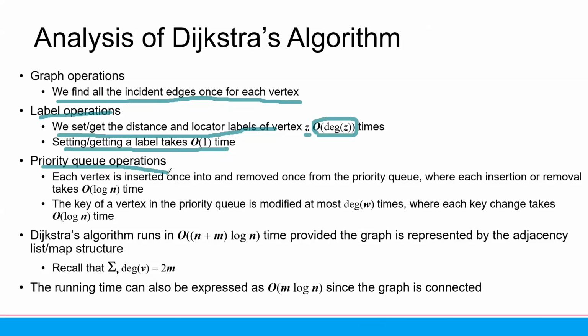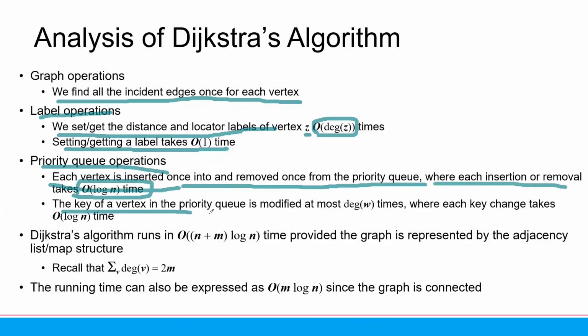We can apply a priority queue. The priority queue means we want to find the minimum every time we calculate the distance, and then we remove the minimum. So you can use the priority queue, and each vertex is inserted once into and removed once from the priority queue, where its insertion or removal takes O(log n). O(log n) means we can say like half. We will not check all the possible nodes, but we just check all the incident nodes.